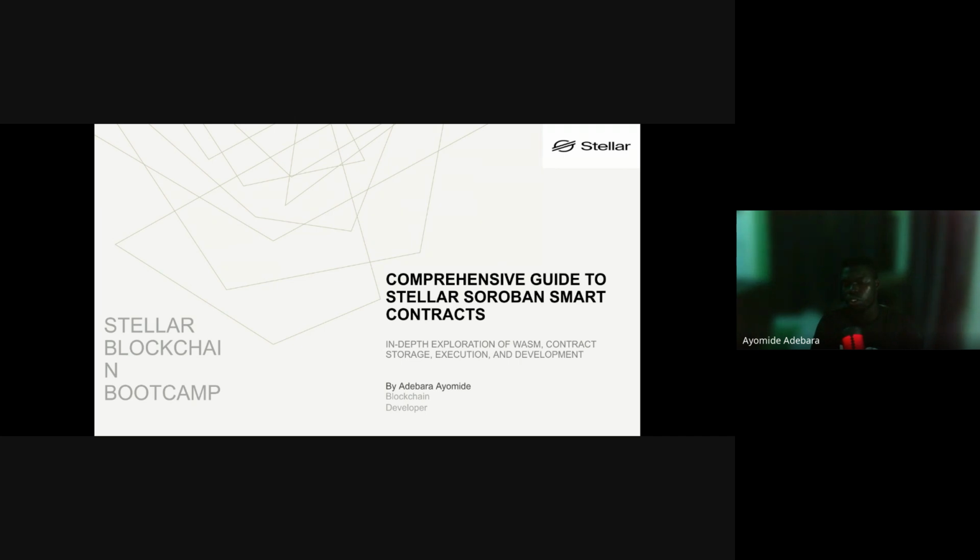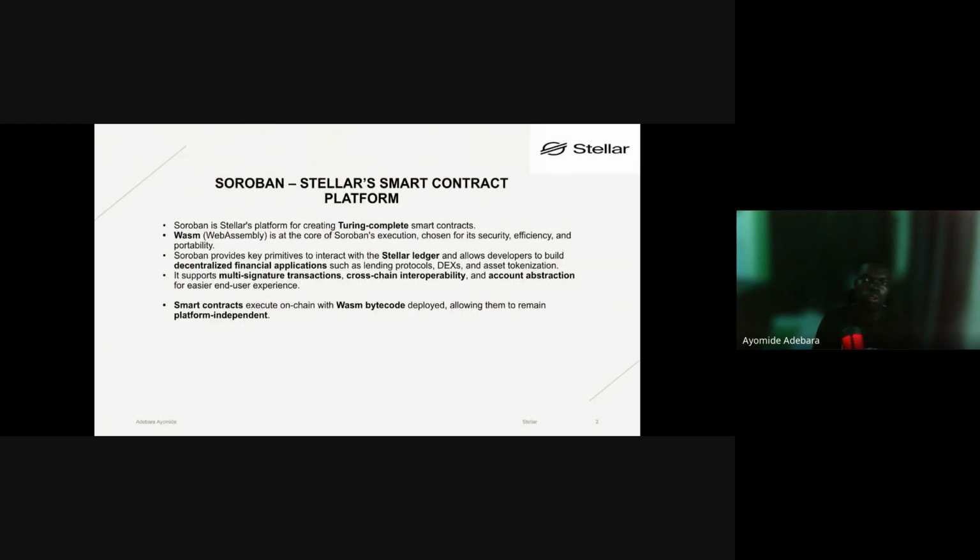We started the introduction to SOROBAN smart contract, and we were able to talk about what SOROBAN smart contract is. We tried to break down what exactly a smart contract is. We made it clear that basically a smart contract is actually a Turing complete program, and you can basically create any idea. You implement all of this idea in your smart contract. That's basically what Turing complete means.